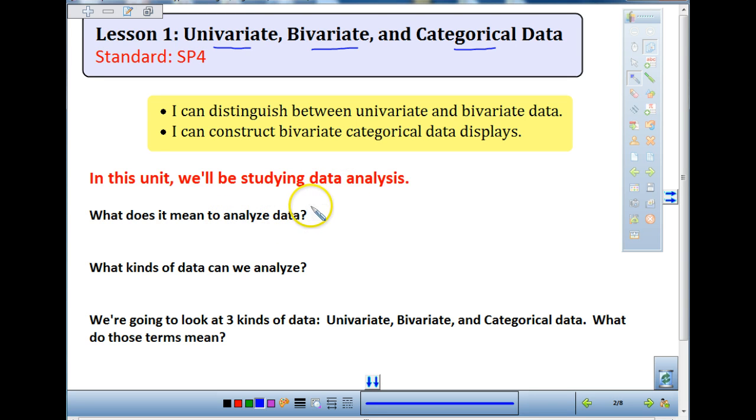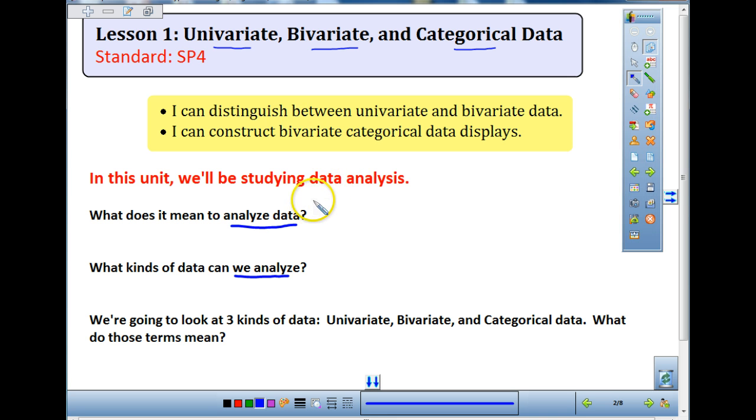I want you to just pause the video for just a minute and talk to your shoulder partner. What does it mean to analyze data, and what kinds of data can we analyze? Pause the video, and when you turn it back on, I'll put down a few ideas that I had that I want you to think about.